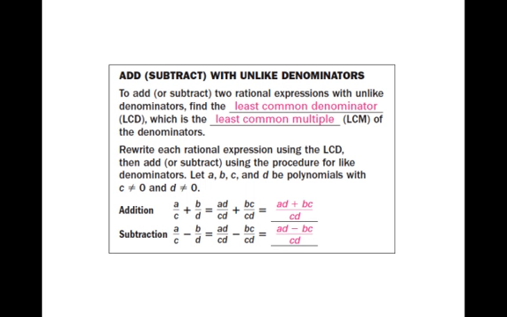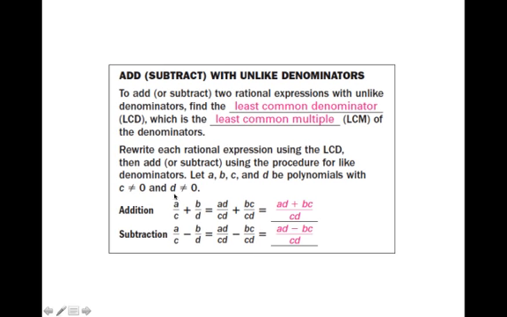Let A, B, C, and D be polynomials with C not equal to 0 and D not equal to 0. Again, C can't equal 0 because it's a denominator. Well, so is D. So neither one of them can be 0, or we're going to have something that's undefined.